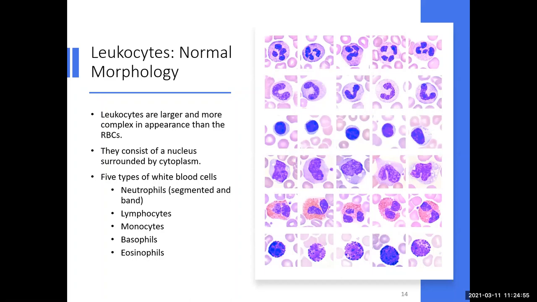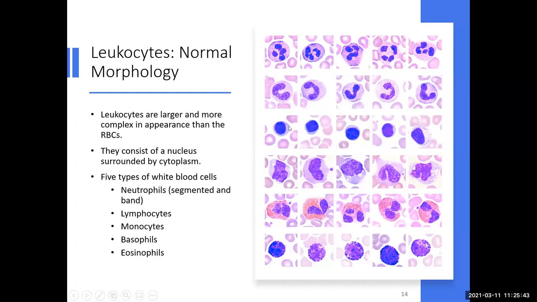Your lymphocyte morphology. Leukocytes are large. They're more complex than your red blood cells in appearance, and they have that nucleus, and that nucleus is surrounded by cytoplasm. And then you have your five white blood cell types. In the very top row going across, you have segmented neutrophils. Then the row under that, they're bands. In the top row, you can see the nucleus is segmented. You have all these little clumps. Typically you have four clumps or so, sometimes less. Then you move to the band, where you can see a solid sausage type shape to it.